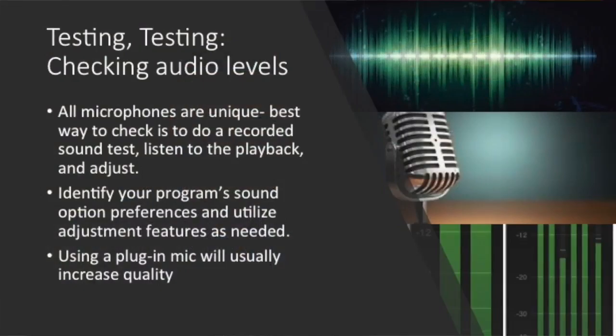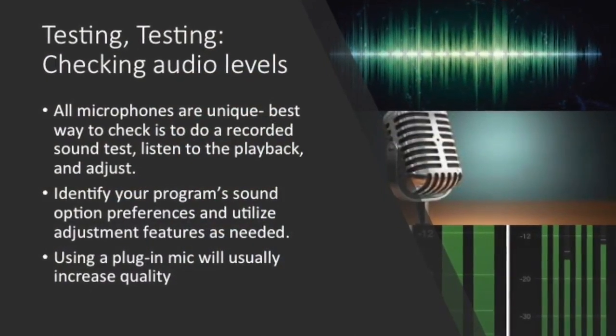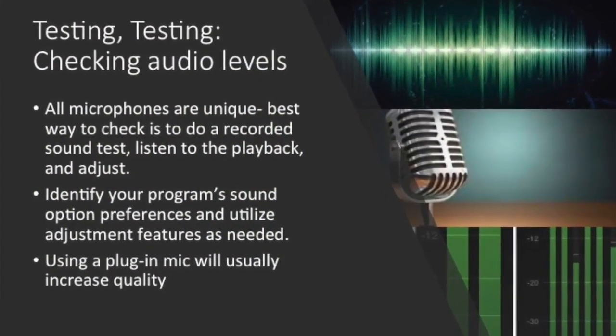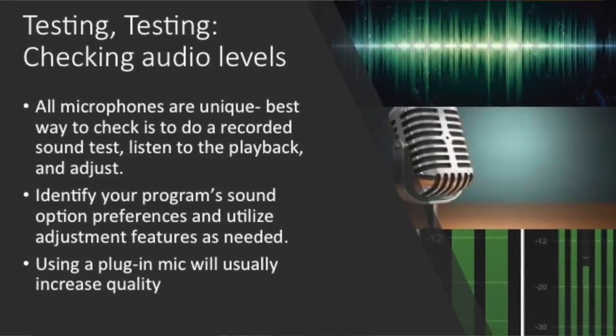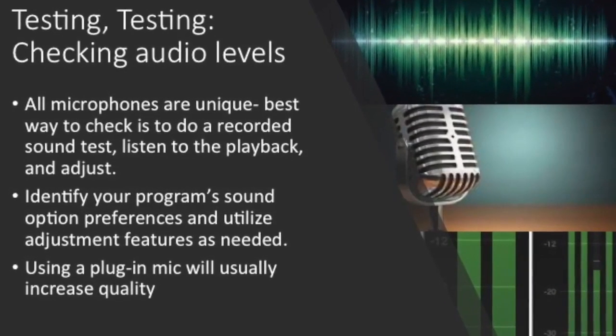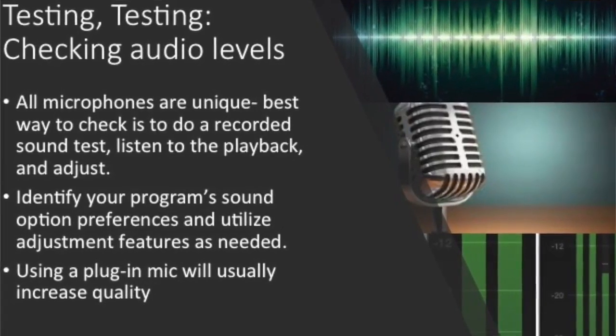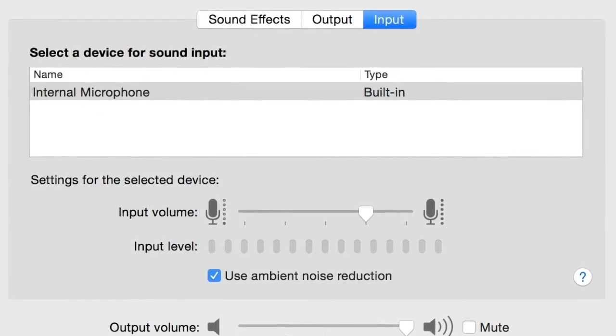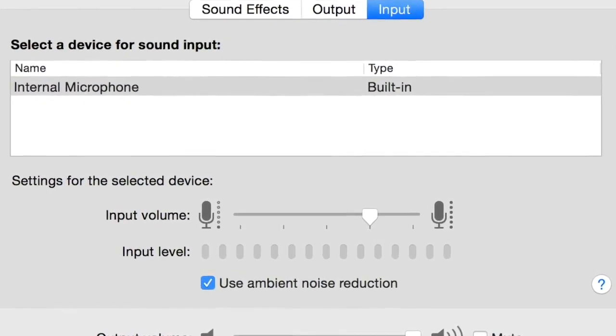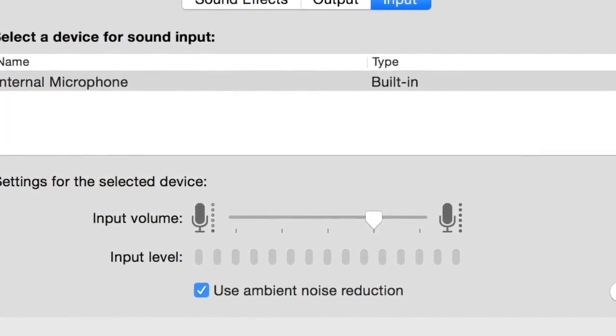Let's talk about the importance of sound and being sure that your audio is just the way that you want it. Now, all microphones are unique, and chances are your device will have a built in microphone. However, I strongly suggest that you consider using an alternative or exterior microphone to increase the sound quality of your recording. The reason for this is because the built in microphones tend not to pick up the audio as well as an external microphone. In addition to this, you'll want to identify your program's sound option preferences and utilize any of the adjustment features as necessary.